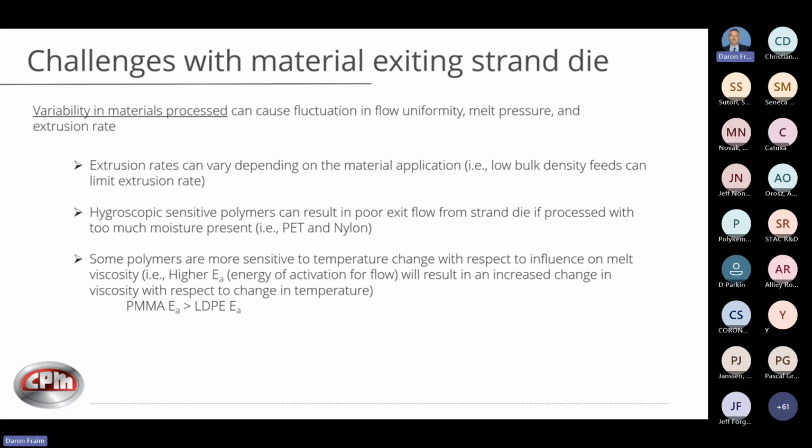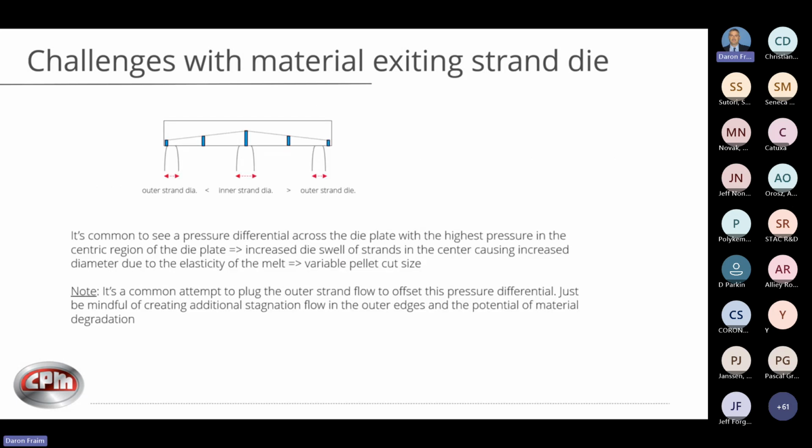The E of E sub A, the energy of activation flow, is different for different polymers. So depending on your temperature change, the viscosity can change more rapidly, and you may see some challenges with the flow through the die. It's pretty common to see this. This is again kind of material and application dependent.